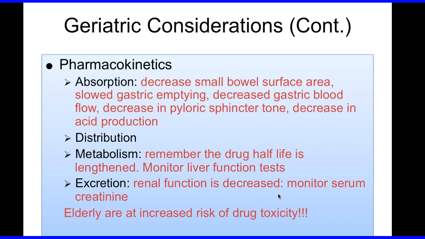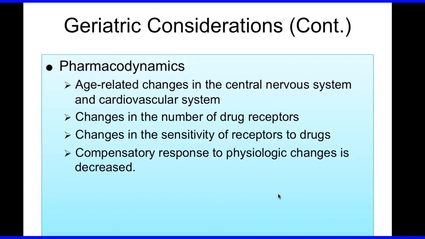And then how is it excreted? Remember the kidneys? And if their renal function decreases, they can again have accumulation of the drug. So we want to make sure we're monitoring their creatinine. When we say serum creatinine, that's saying blood creatinine. You're going to draw their blood, which is usually a metabolic profile, which assesses their BUN, creatinine, as well as other electrolytes. Regardless, elderly in general are at increased risk of drug toxicity.